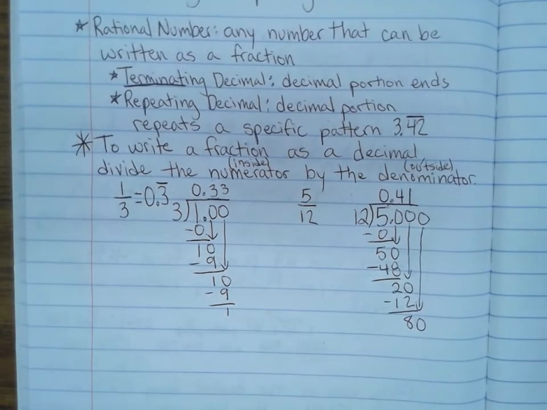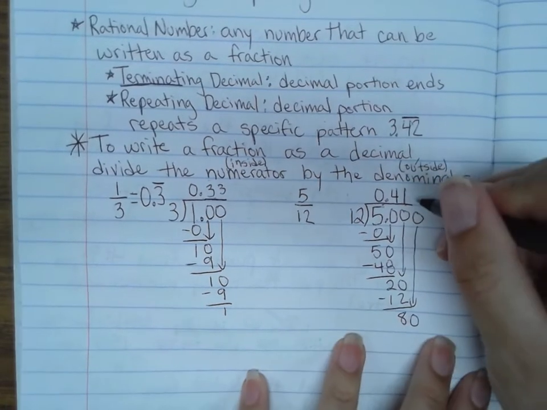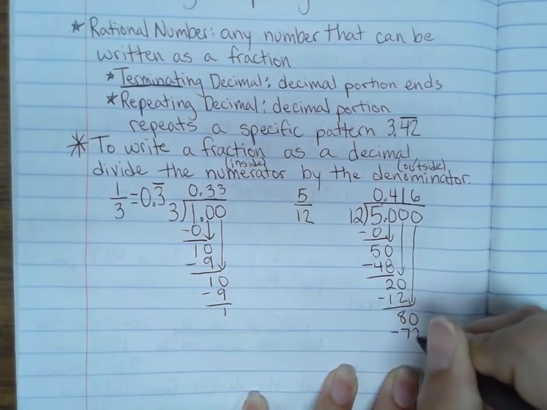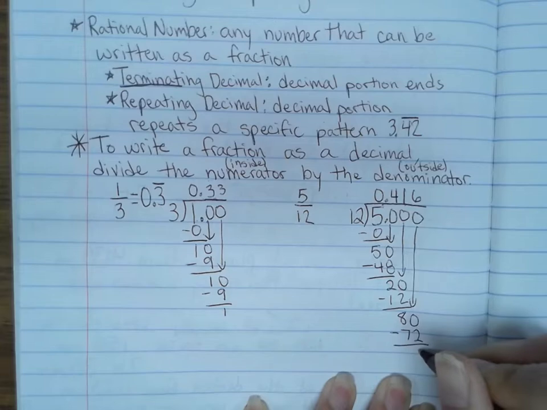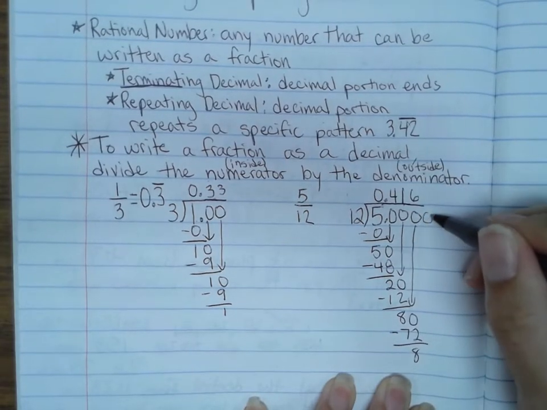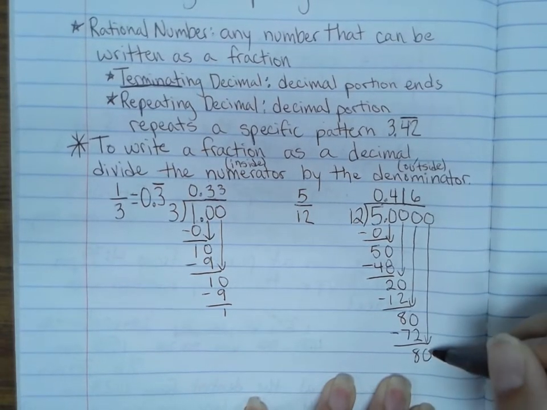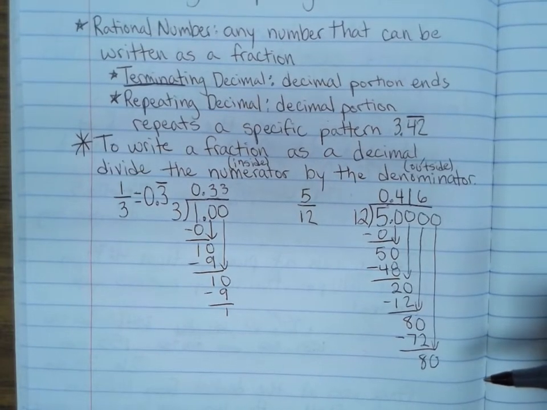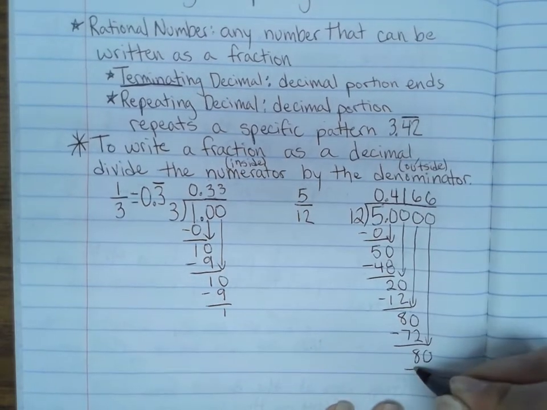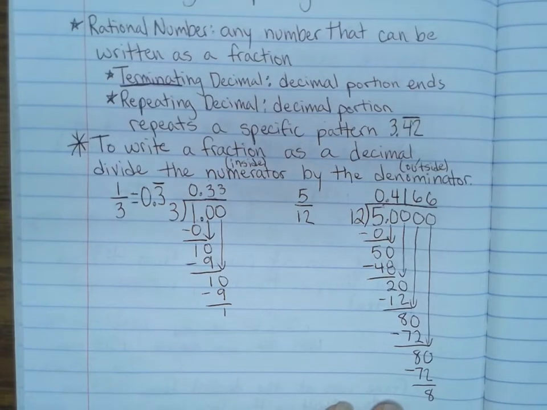Now I have 80. How many times will 12 go into 80? 6 times. 6 times 12 is 72, so minus 72. That gives me 8. Annex another 0, bring it down. Oh, I have 80 again. So what do you think is going to happen? I'm going to end up minusing 72 again, and that's going to give me 8. So once again, it's repeating itself.